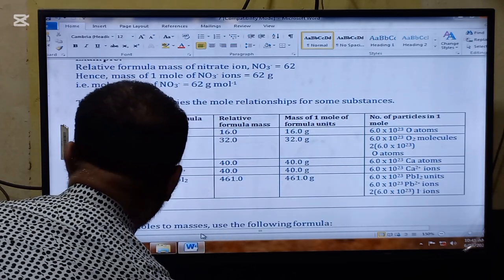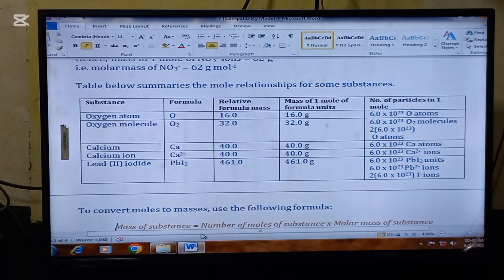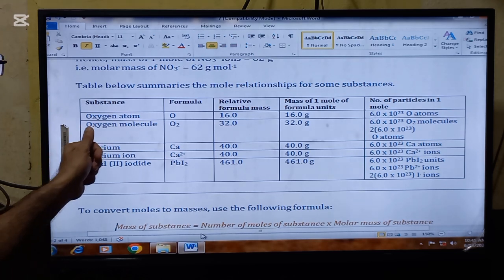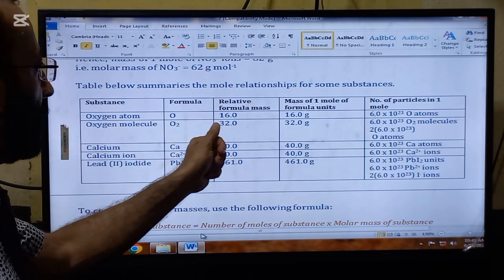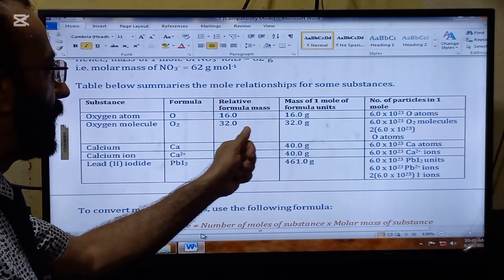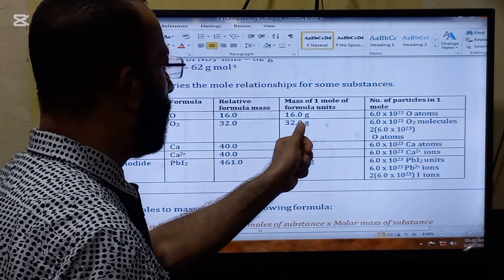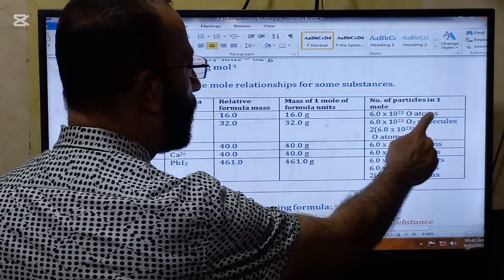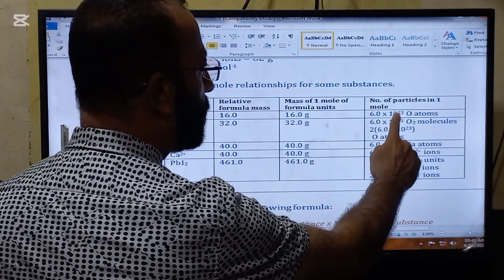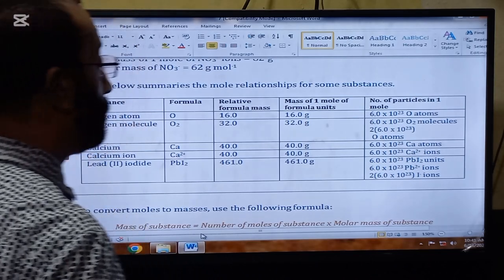So now concentrate, some more things are going to be read in the lecture. If the substance is an oxygen atom, definitely the formula will be O. Relative formula mass is 16. Mass of 1 mole of the formula units is 16 grams. Gram is put with it. And the number of particles in 1 mole is 6 multiplied by 10 raised to the power 23 O atoms.